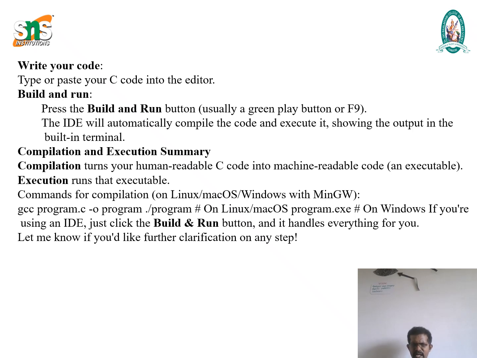Next, the compilation and execution summary. Compilation turns human-readable C code into machine-readable code. The coding we input as human beings is converted into machine-readable code, producing an executable. We run the program with gcc program.c -o program, then ./program on Linux or Mac OS, and program.exe on Windows. If we are using an IDE tool, just click the build and run button, and it handles everything.